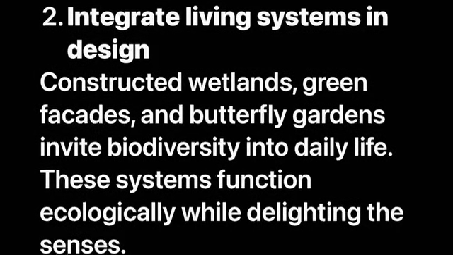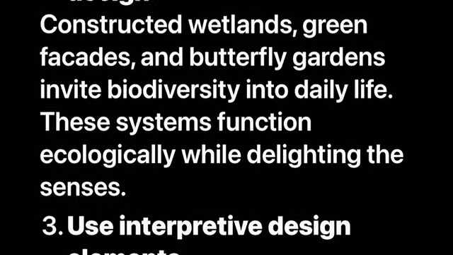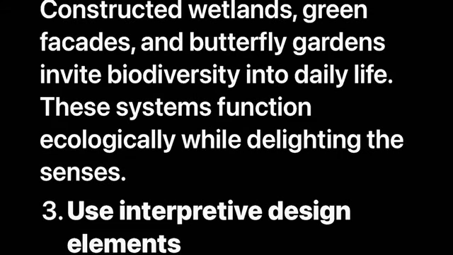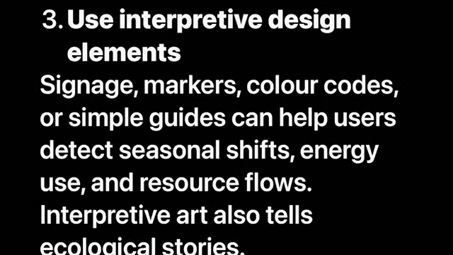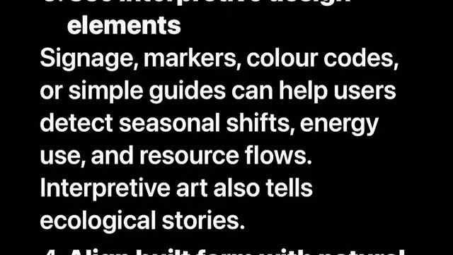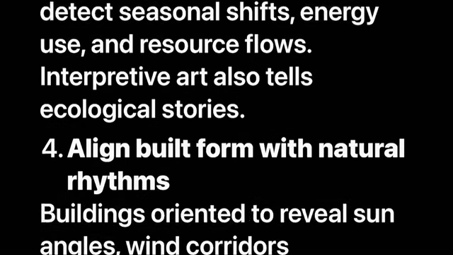Two: integrate living systems in design. Constructed wetlands, green facades, and butterfly gardens invite biodiversity into daily life. These systems function ecologically while delighting the senses. Three: use interpretive design elements. Signage, markers, color codes, or simple guides can help users detect seasonal shifts, energy use, and resource flows. Interpretive art also tells ecological stories.